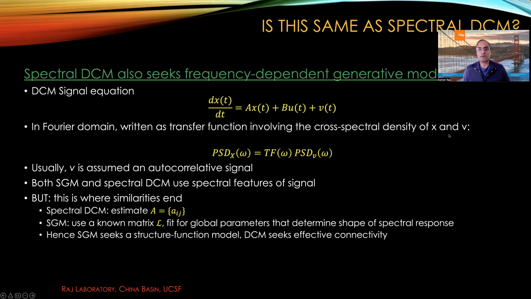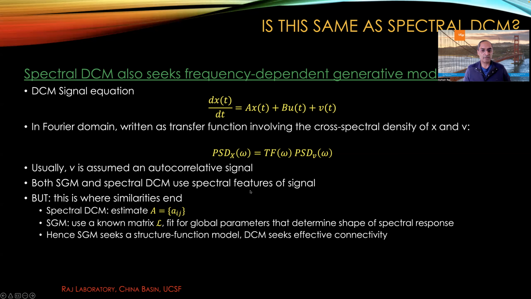So a question here arises. We have seen in the community spectrally resolved DCM models before, which also seeks to create a frequency-dependent generative model of the bold response. And here I'm showing you, for convenience, the DCM signal equation, which is a multivariate autoregression process involving the matrix A, the matrix of effective connectivities. And again, you can write this in Fourier domain as a transfer function that relates the power spectral density of X to the power spectral density of the input noise V, which is usually assumed to be autocorrelated.